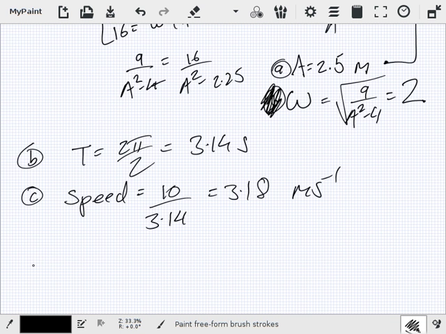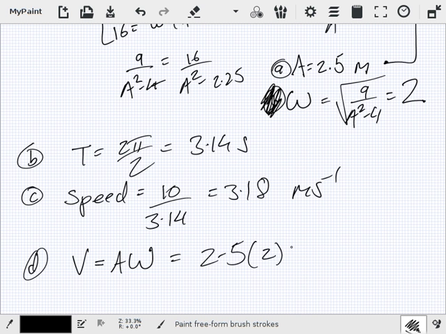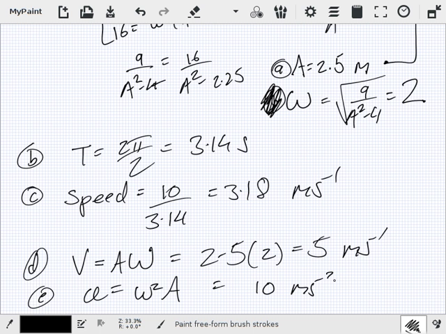D. What's the maximum velocity? Well, we've seen this question before. It ends up being A omega, which is 2.5 times, what was the omega there? 2. So that's 5. E, the maximum acceleration, we saw this one before as well. It's omega squared A. So that ends up being 10 meters per second squared.